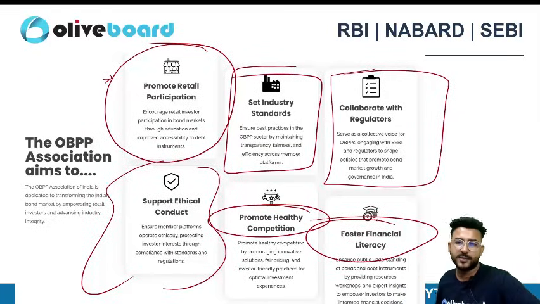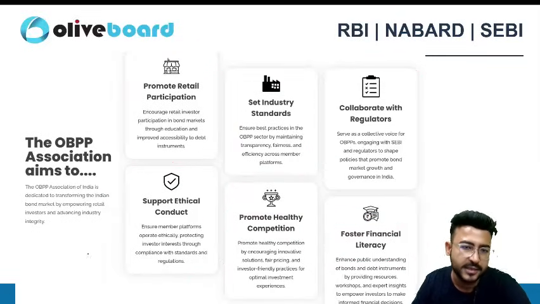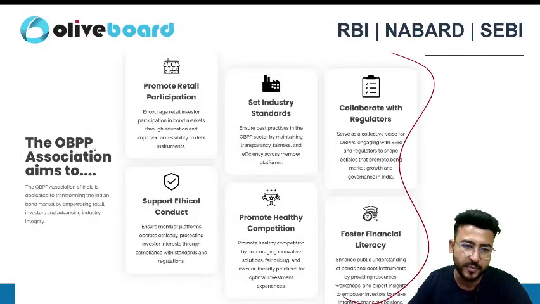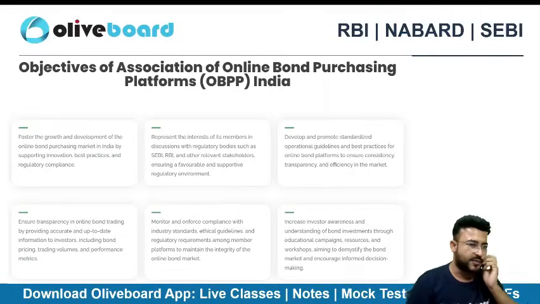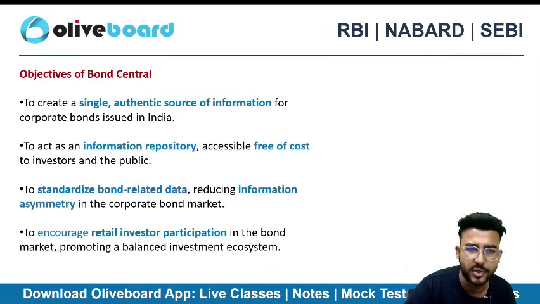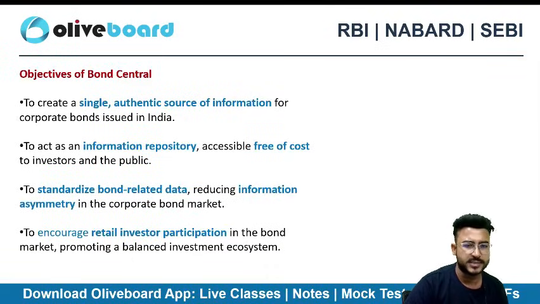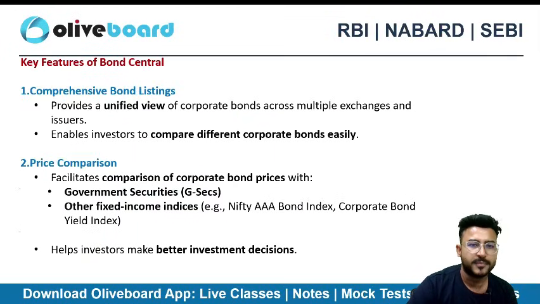So guys, these were the features. I can say these are the areas where OBPP Association will be aggressively working. Some of the objectives are related to the aim only, right? So later on you can have a quick reading about the objectives as well, though not so essential. We have already discussed each and everything again. Key features: comprehensive bond listing.